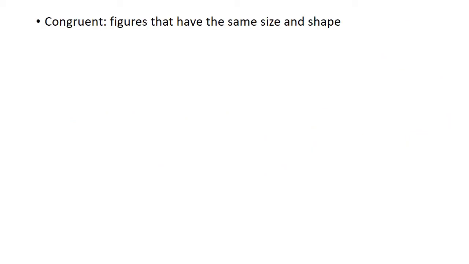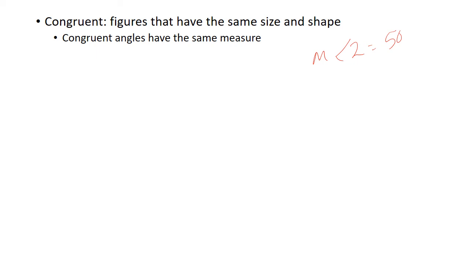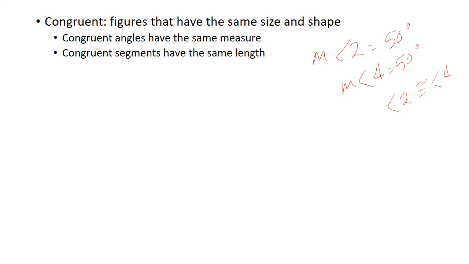All right, if you have two figures that are the same shape and size, they are going to be congruent. Congruent angles are going to have the same measure. So if the measure of angle 2 is 50 degrees, and the measure of angle 4 is 50 degrees, then we would say that angle 2 is congruent to angle 4. Congruent segments are going to have the same length. And this is going to be the symbol for congruency. So it's not equal and it's not approximate, it's congruent.